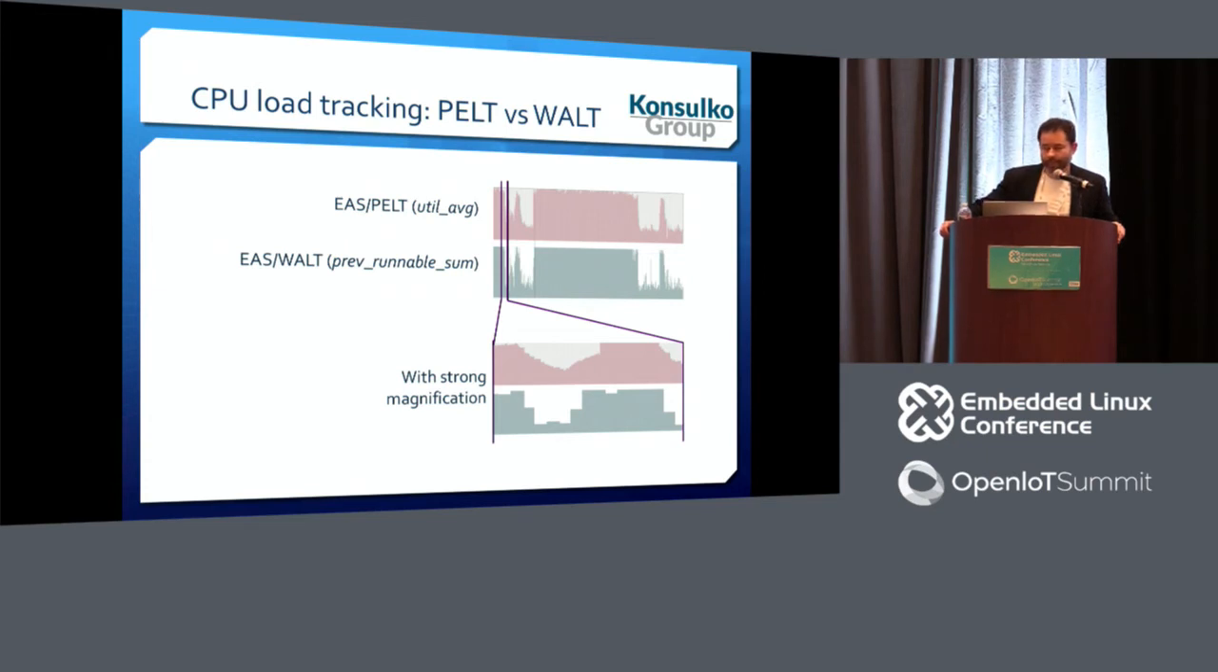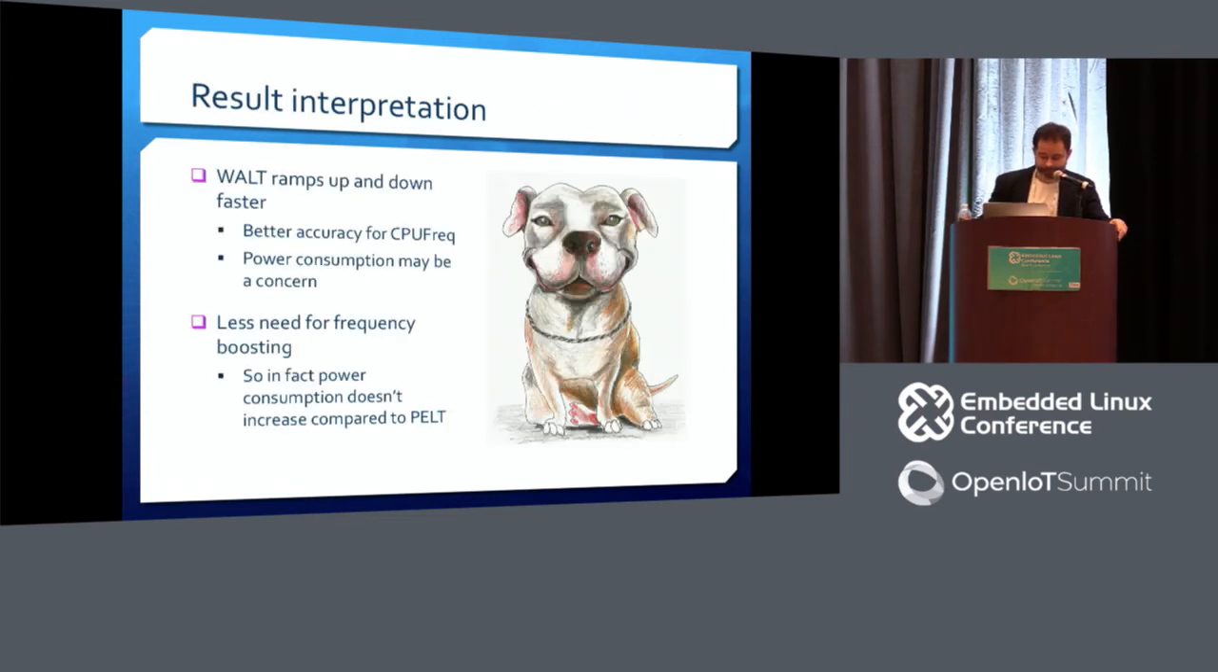There were also some initiatives to change the decay factor, which were not accepted that well by the community. So, Pelt was considered to be obsolete, basically. And that's also the result interpretation.